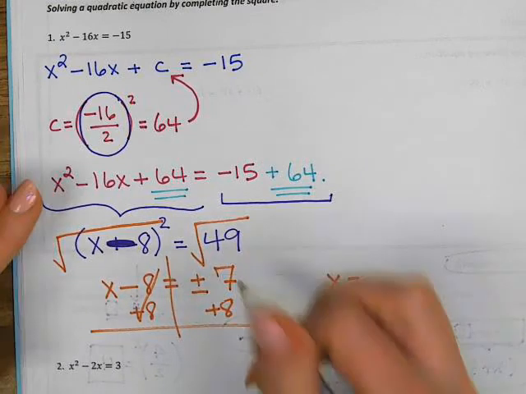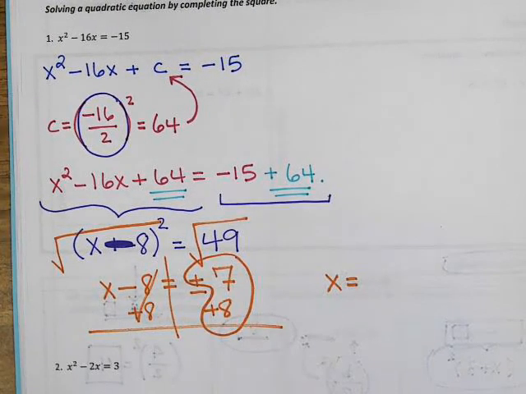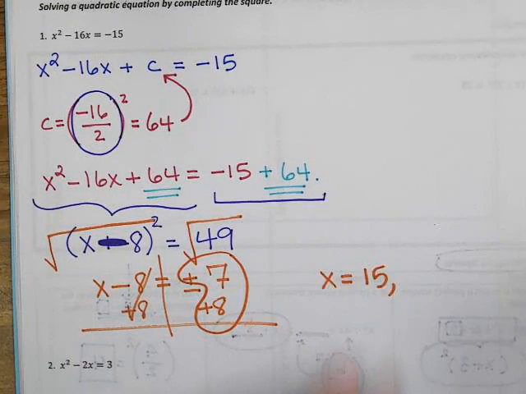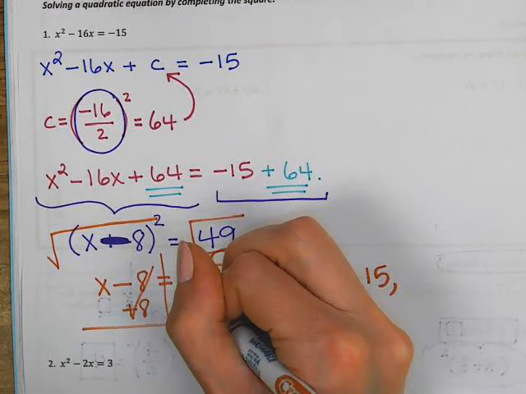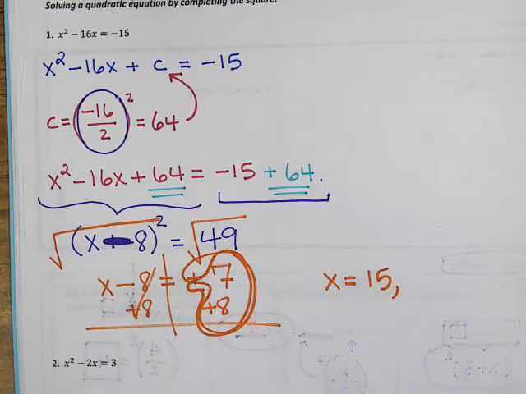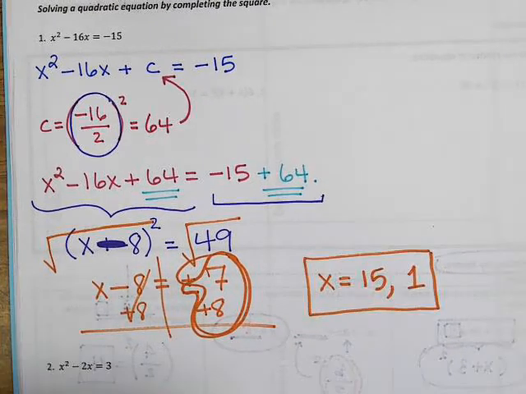All right, let's get our two answers here. What is 7 plus 8? Positive 7 plus 8 is 15. And then we have to do the negative version. What's negative 7 plus 8? Negative 7 plus 8 is 1. So the answers are 15 and 1.